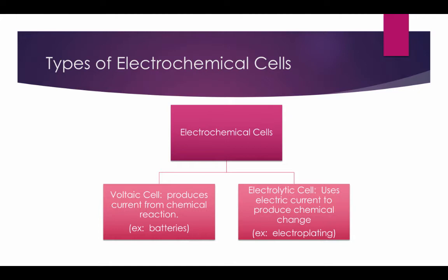Just to clarify, when we use the term cell here, we're not talking about the biological cell. Cell is just a term used to describe the apparatus that produces the chemical reaction. Likewise, you might also run into the term galvanic. Voltaic and galvanic cells are the same thing. Voltaic are named after Volta, galvanic are named after Galvani. These are two early pioneers in the study of electrochemistry.